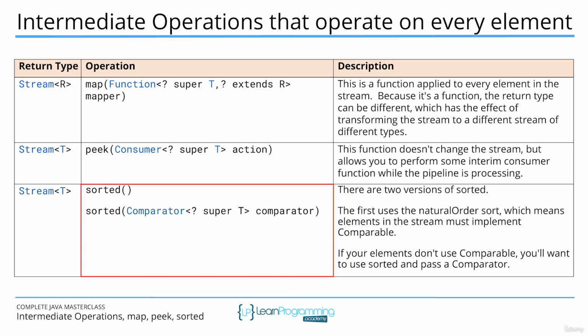Finally, there's the sorted operation. We've covered sorted a lot with collections, and this operation is similarly structured to the sort method on implemented collections. You can use it without specifying an argument for elements that implement the comparable interface. If you want a different kind of sort, or the elements in your stream don't implement comparable, you'd pass a comparator. The sorted method gets complicated when you use parallel streams, but I'll cover those complexities in the concurrency section of the course.